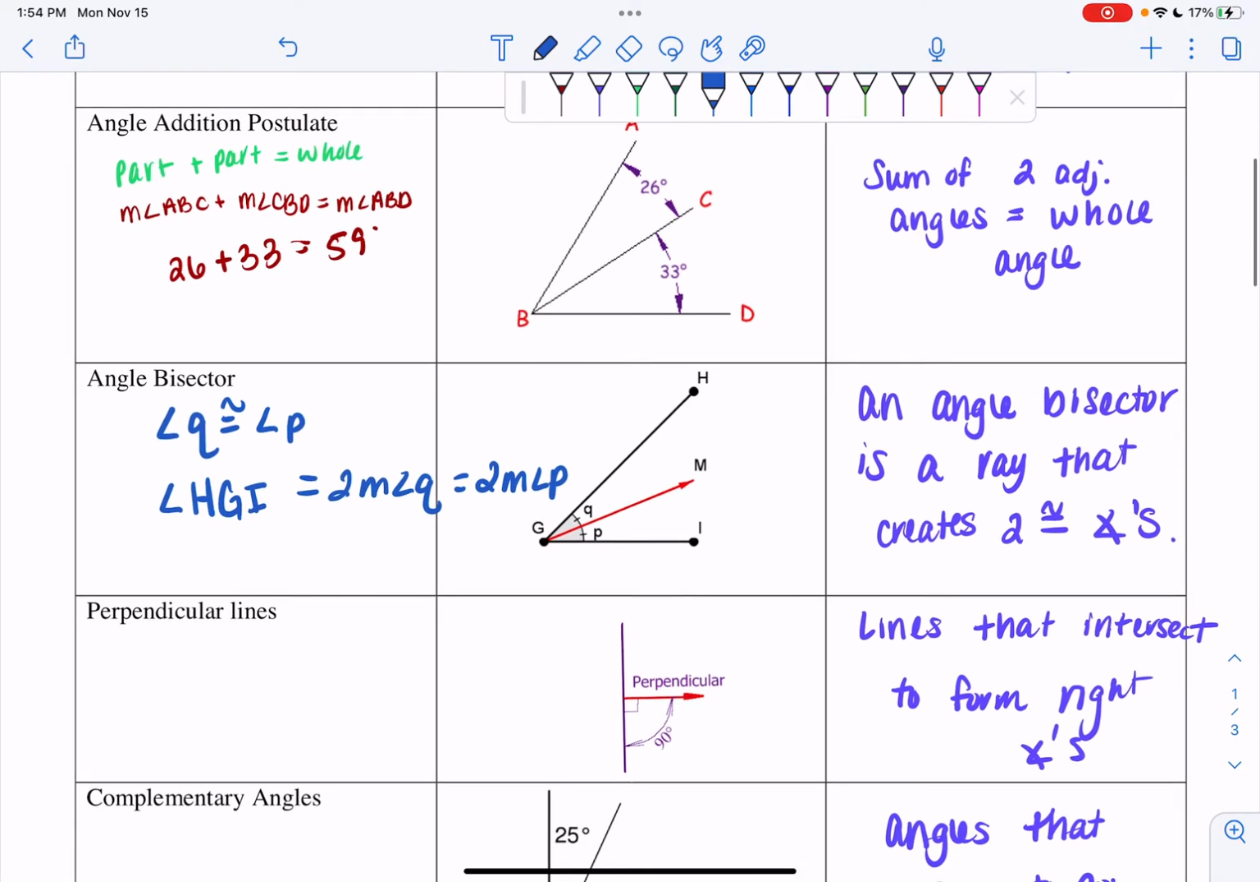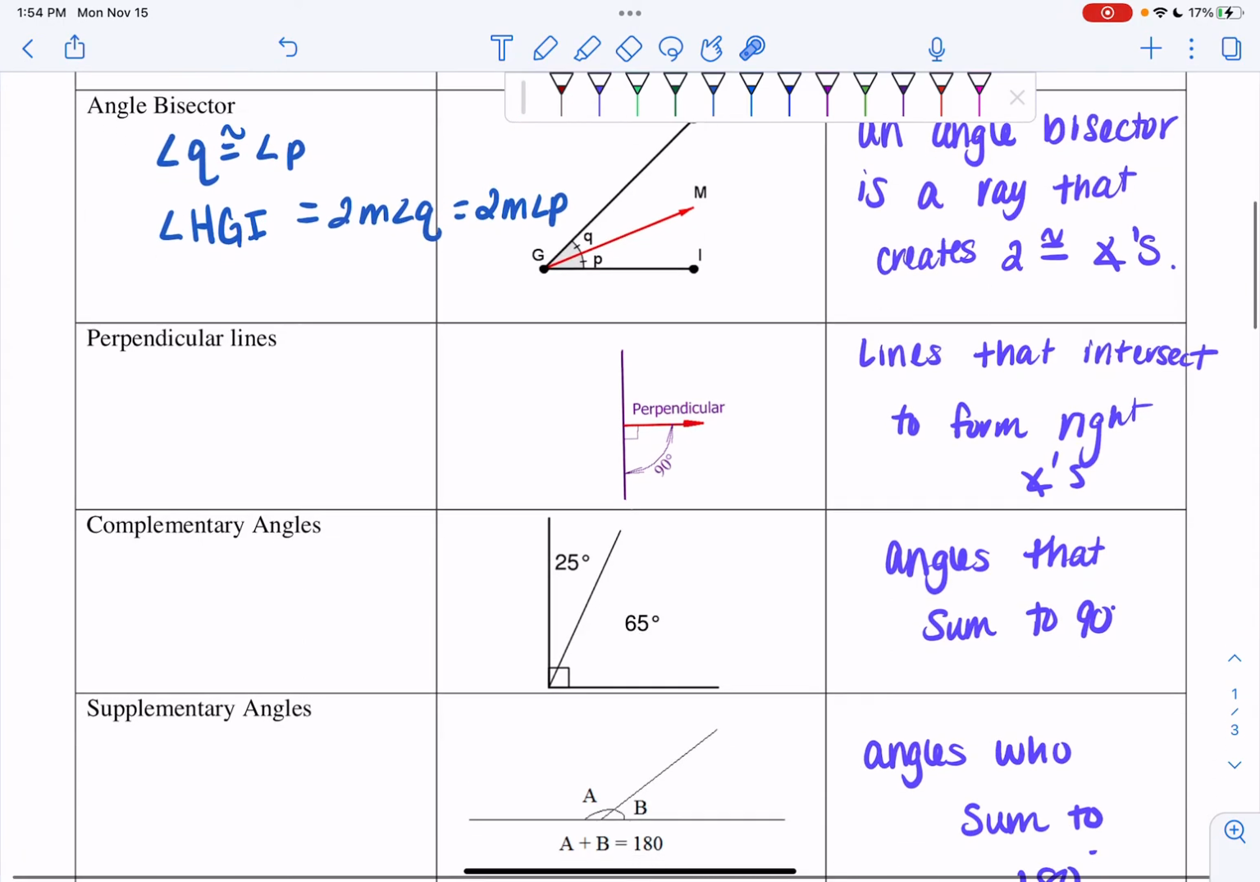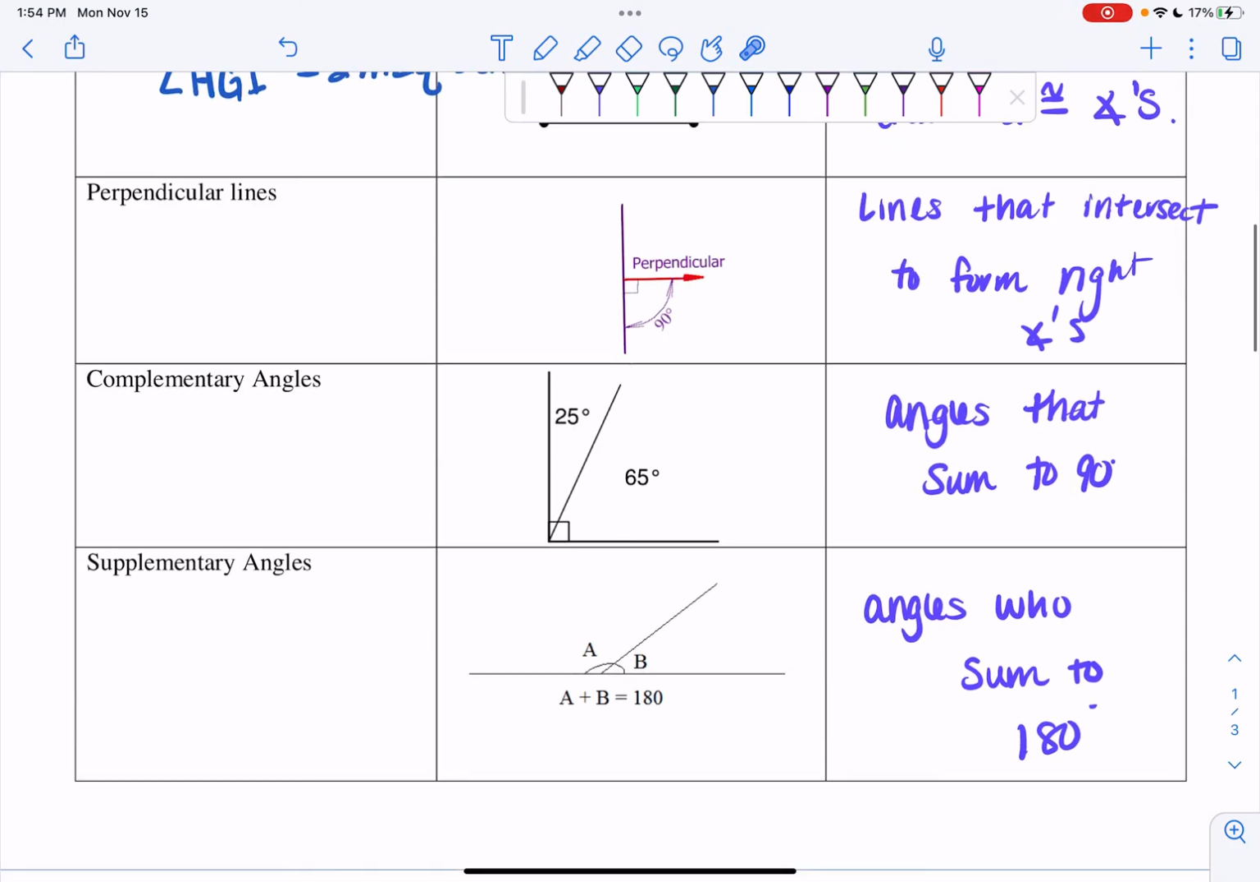Now, perpendicular lines are lines that intersect to form right angles. We know right angles are 90 degrees. So anytime we see this little square in our image, that's a sign we have perpendicular lines. Now, complementary angles, if you look, I can make a 9 with my C, and I have a 90-degree angle. So these are angles that add up to 90. So if I look, 25 plus 65 is equal to 90.